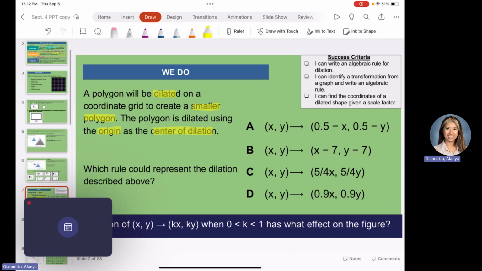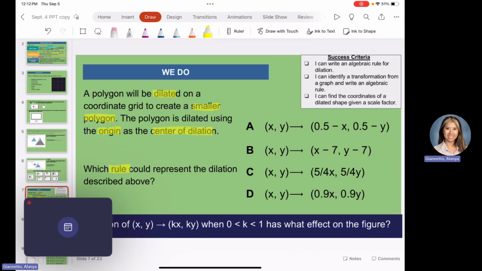So I know I skipped over the vocabulary, but center of dilation just means that it's a reference point used to scale the dilation of a figure, or where points are expanded, made bigger, or contracted, made smaller. And so, yes, the origin is often used as a center of dilation. So the origin being 0, 0. So the question is, which rule could represent the dilation described above?